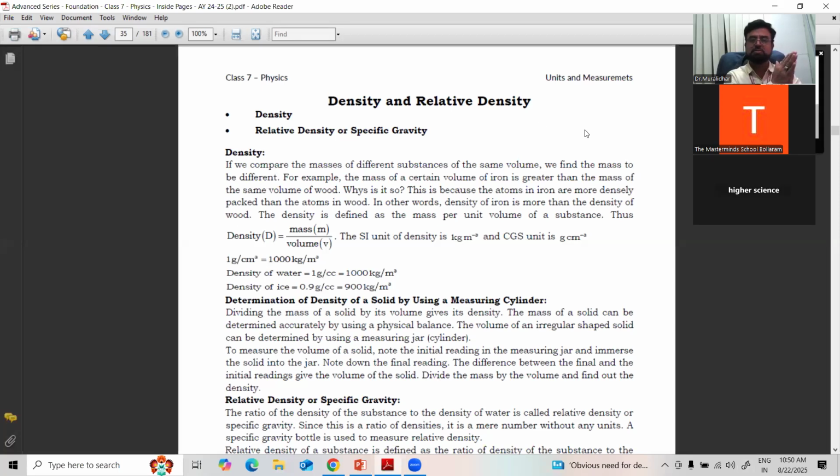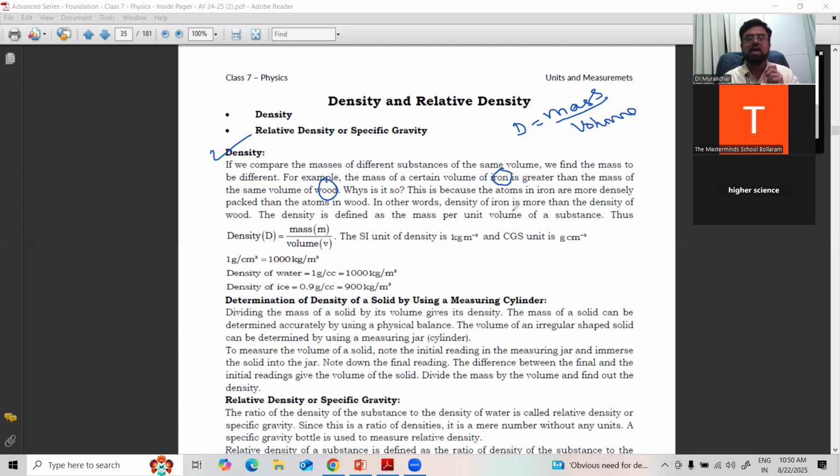So we have seen how to measure mass, length, time, area, volume. Now we are here to discuss how to measure density and what is relative density. Density is nothing but mass by volume. If we compare the masses of different substances of the same volume, we find that the mass will be different. For example, the mass of a certain volume of iron is greater than the mass of the same volume of wood or cotton. Why is it so?